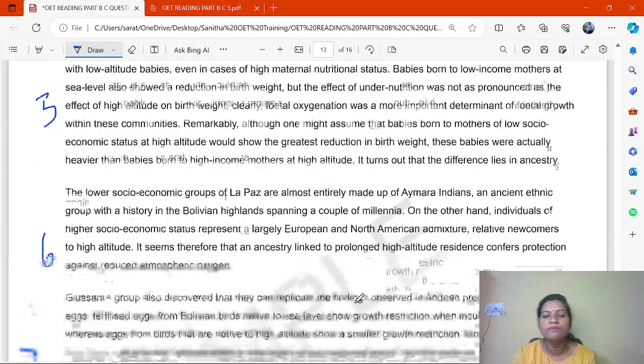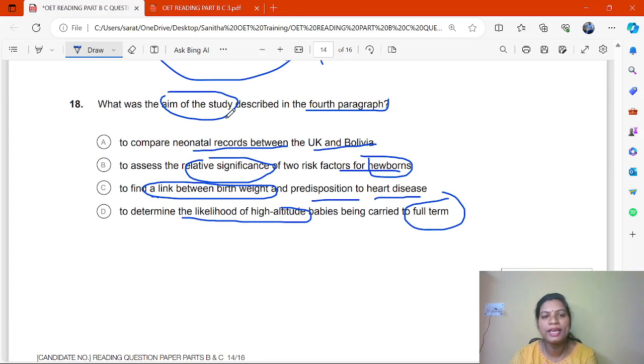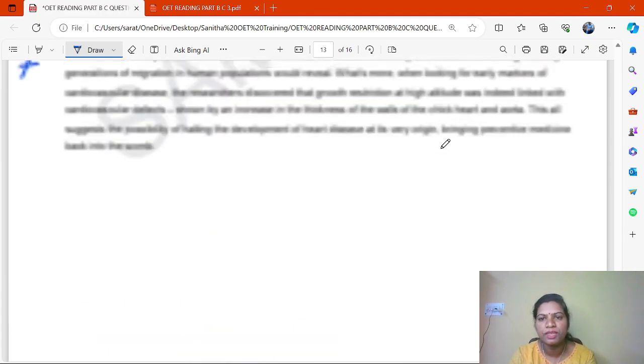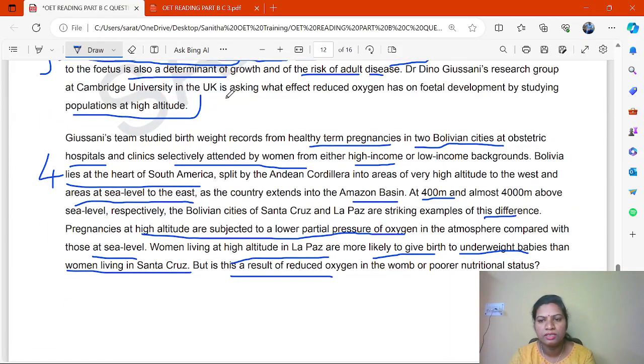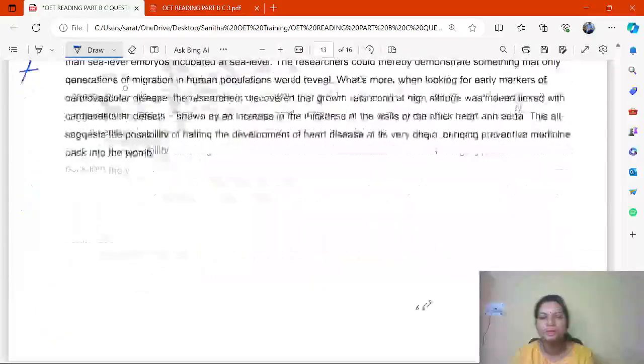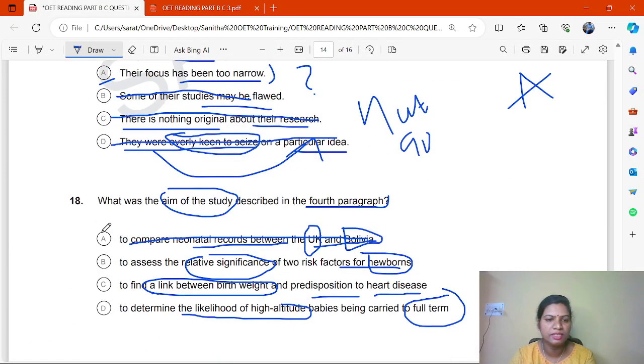So then we come to the question. What was the aim of the study described in the fourth paragraph? To compare neonatal records between UK and Bolivia, but the UK is not mentioned anywhere; they are talking only about Bolivia. They are not comparing with the UK. Can you see it anywhere? No. So eliminate this option.